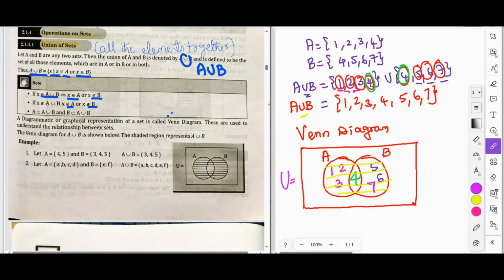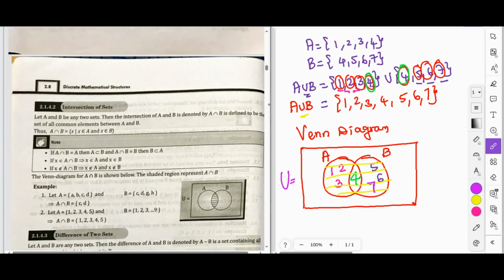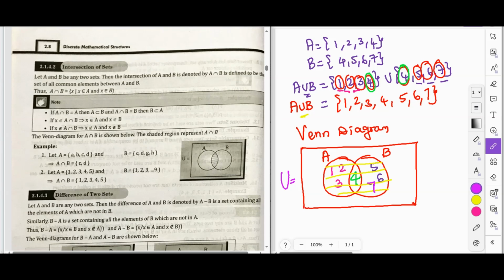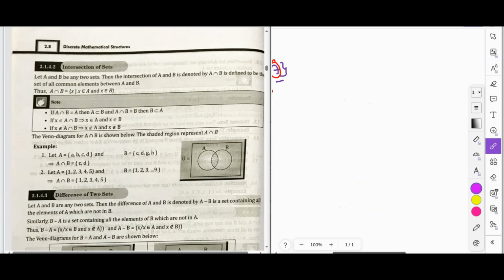Okay, then moving on, the next operation is called intersection of sets. What is meant by intersection of sets? Intersection of sets is nothing but selecting the common elements. Intersection is nothing but the common elements in the sets. We will be selecting the common elements in the sets.